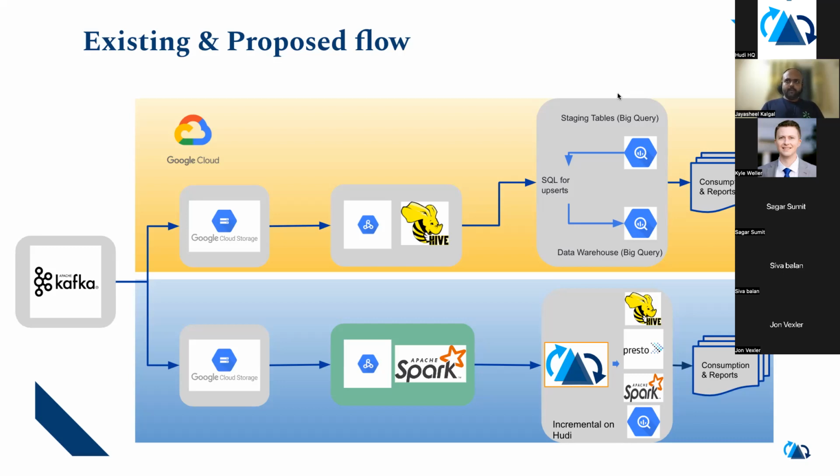Initially, when we started with Hudi, what we found was Hudi can take a delta data frame and it can upsert. But Hudi will not know which historical record we need to keep and which record needs to get obsoleted.